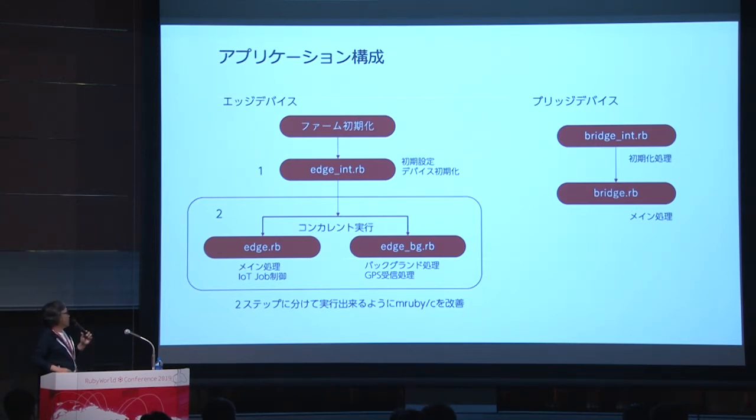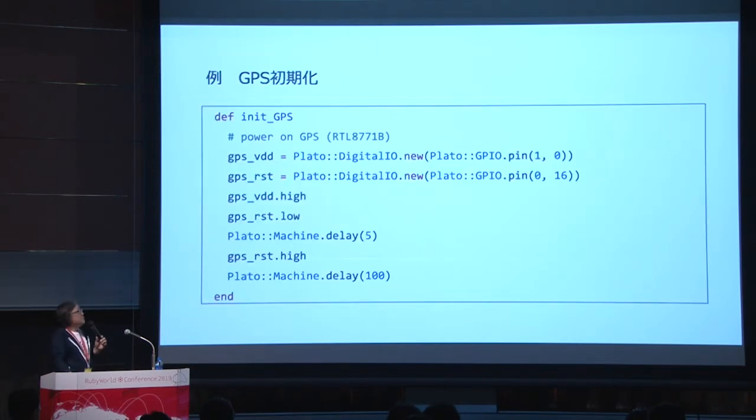And also there are 2 stages. The first, you start up, and then edge init RB. And the bridge device is much simpler. There are 2 stages only.